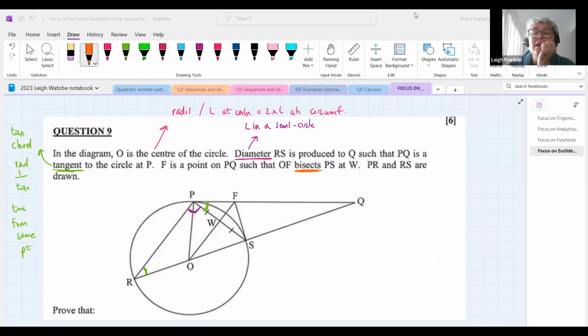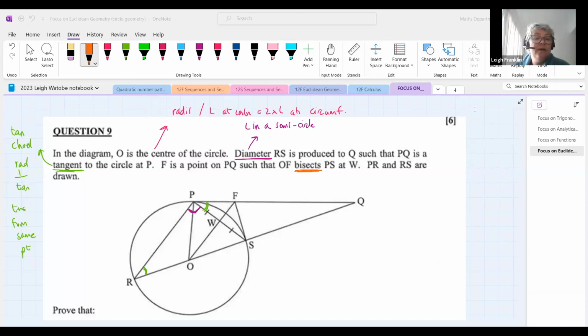Exactly, cut in half. So to bisect means it's been cut in half. All right, so if OF bisects PS, it means that PS is cut in half. So in other words, PW equals WS, or W is the midpoint of PS. That's what they're telling us.